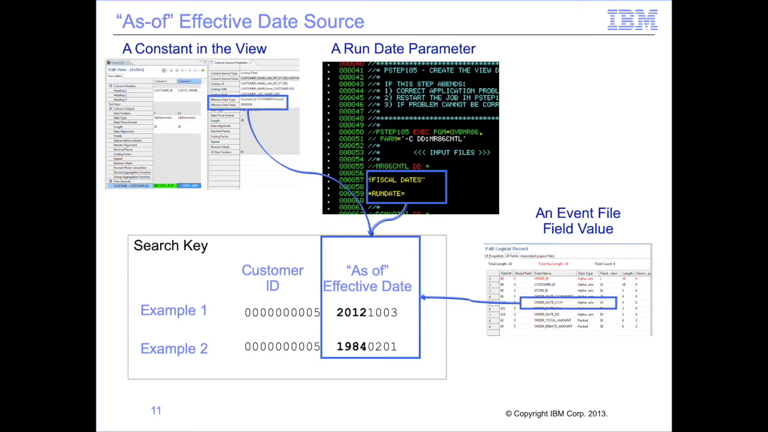The effective date used in the search key can come from 3 different places: a constant placed in the view, a constant fed to the performance engine programs in the job stream, or the value from a field on the source event file. Each of these will be discussed in the following slides.